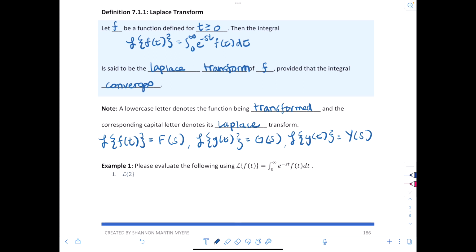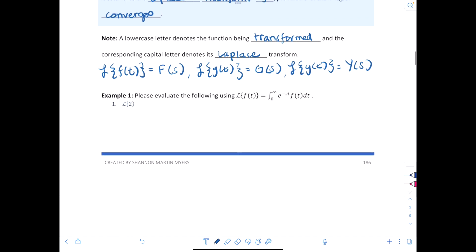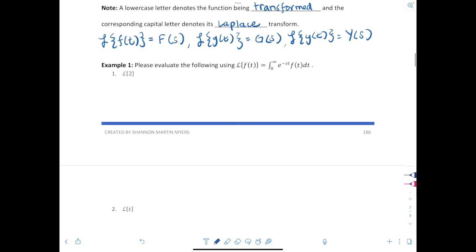All right, example 1, please evaluate the following using this improper integral. So basically, this improper integral is finding the Laplace transform using the definition. We're going to learn some kind of shortcut rules in a theorem soon. But let's do it the hard way first. Fun, fun.